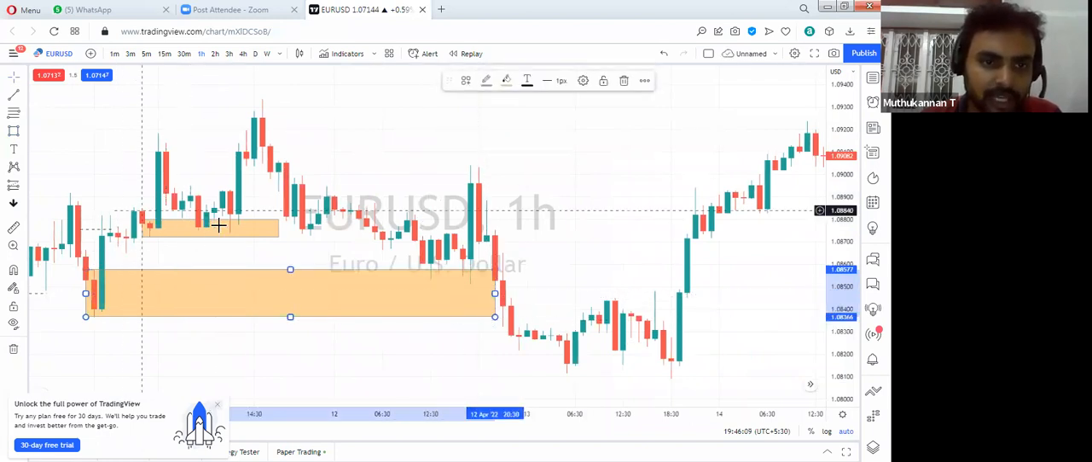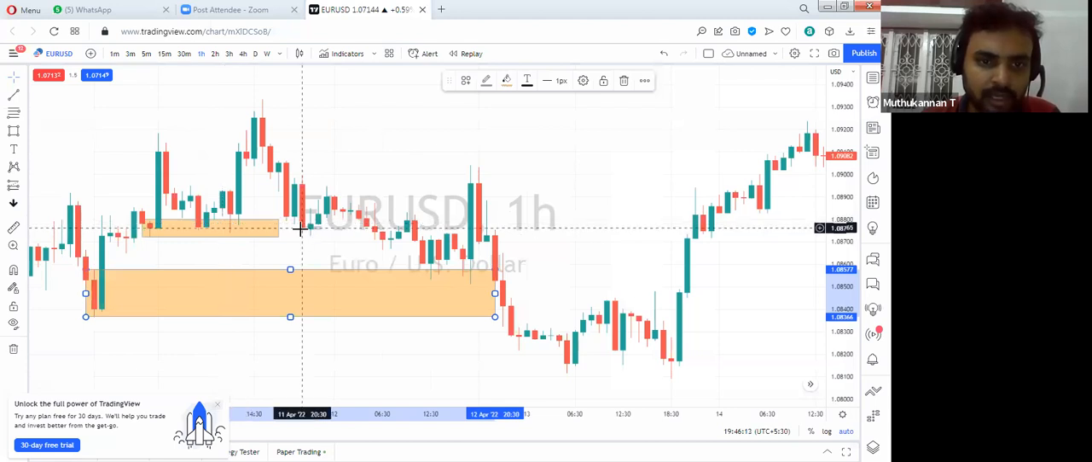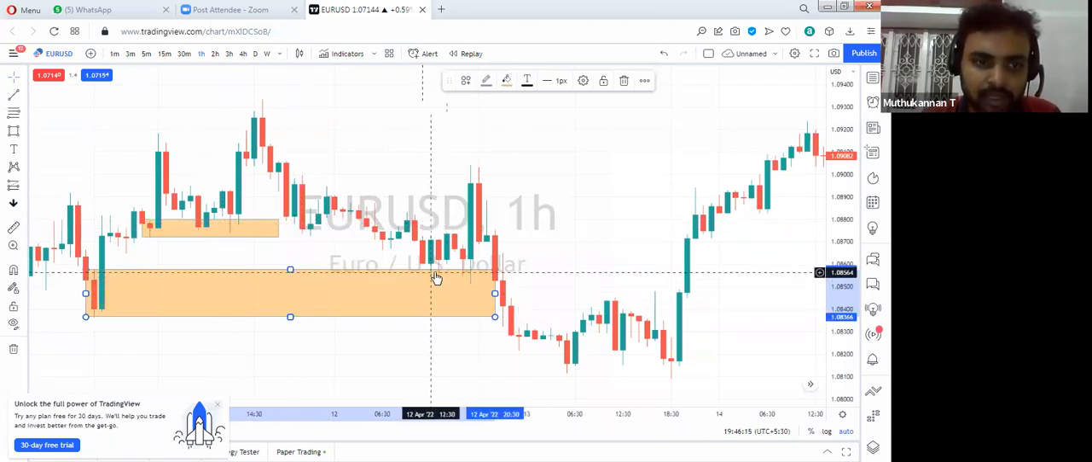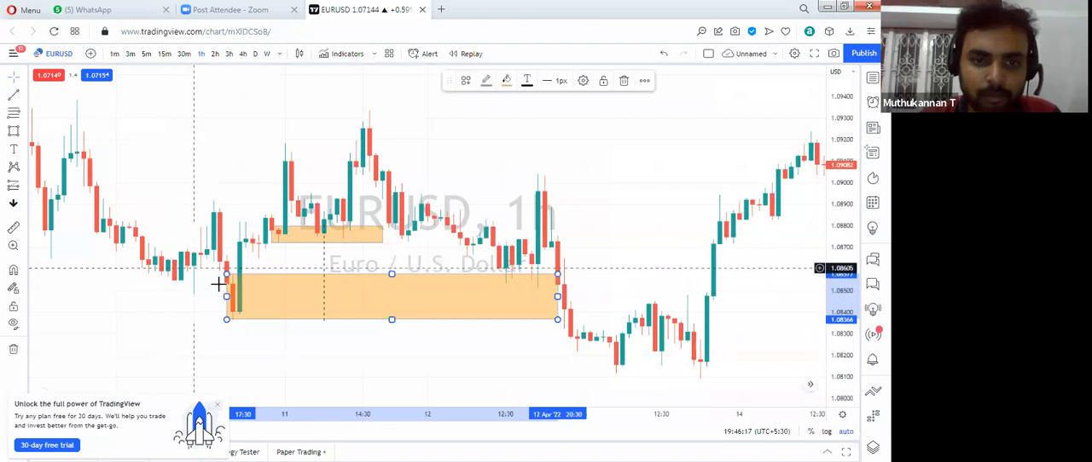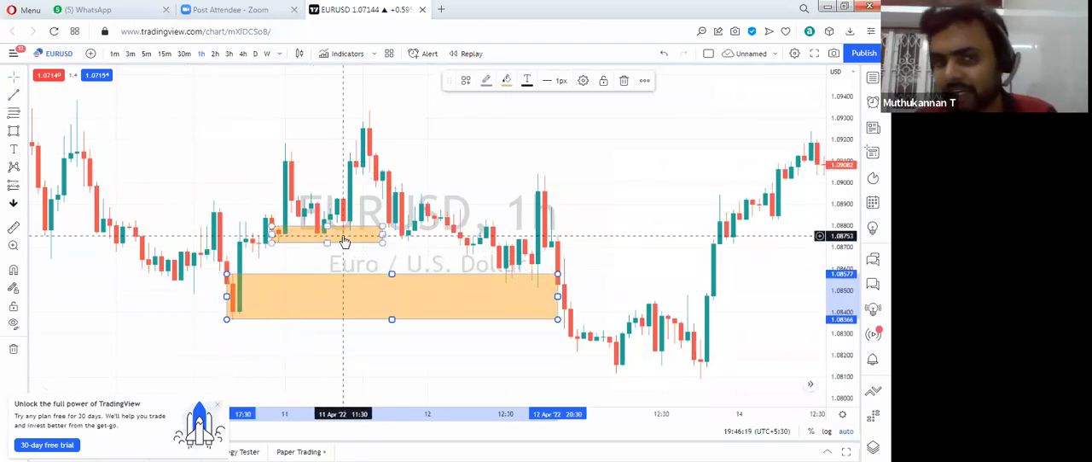Okay. So I'll be taking buy entry from here or here, maybe here. Here I'll be taking buy entry from here. Okay. I don't care about the rally base rally, drop base drop, rally base drop. I don't know. I don't want to do that anymore.